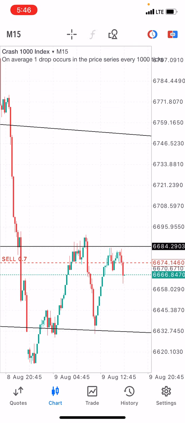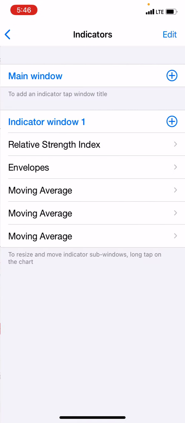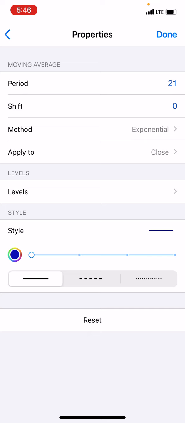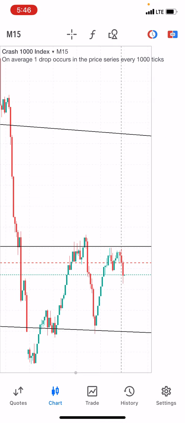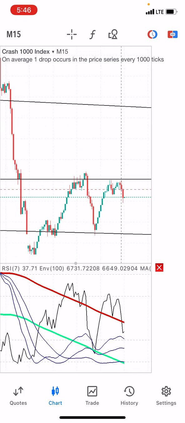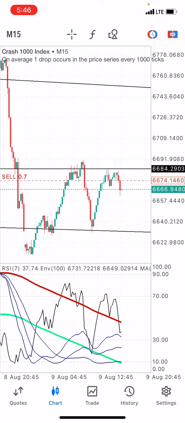And then the next moving average again, period 7 this time. Every other information remains the same. You click done, and then add the last one, period 21. Every other information remains the same. You just click done. When you have this, this is what happens. These are the indicators. I already have them.